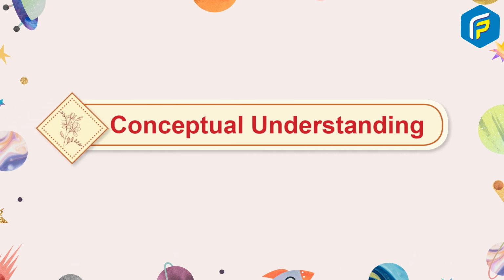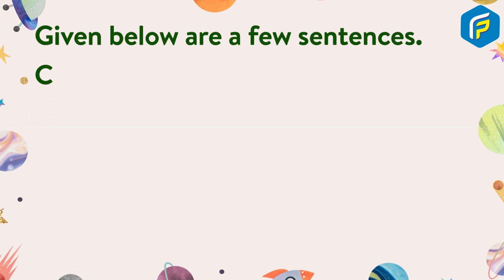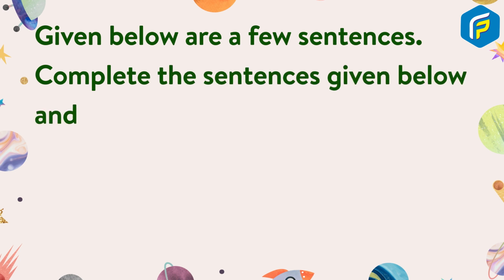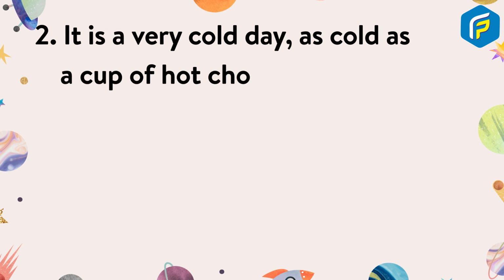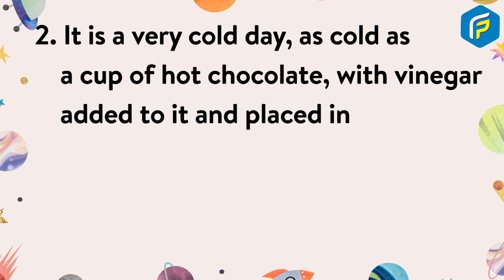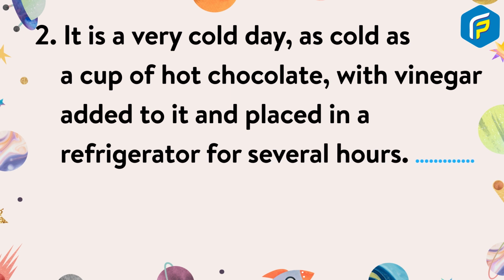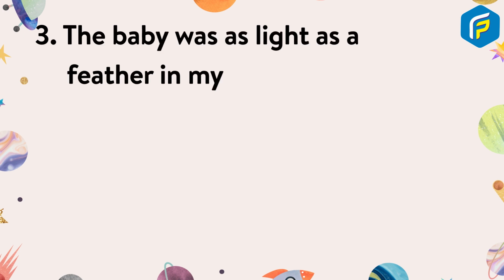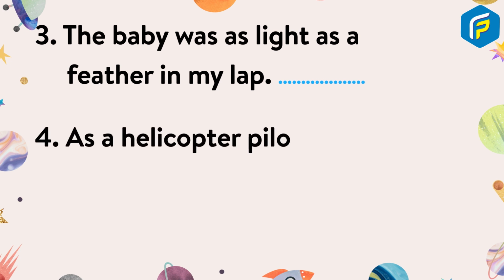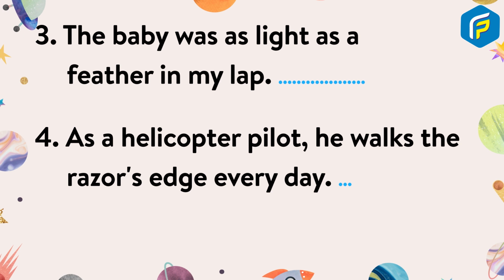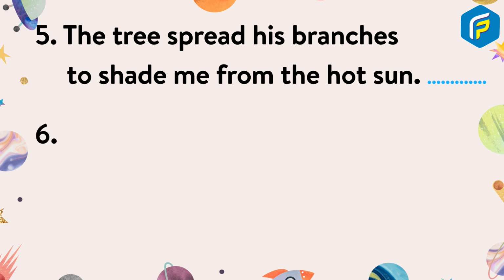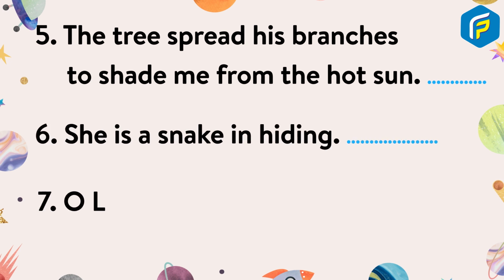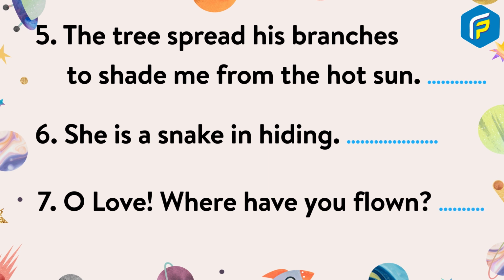Conceptual understanding. Given below are a few sentences. Complete the sentences given below and write a story based on them. 1. Art lies in concealing art. 2. It is a very cold day, as cold as a cup of hot chocolate with vinegar added to it and placed in a refrigerator for several hours. 3. The baby was as light as a feather in my lap. 4. As a helicopter pilot, he walks the razor's edge every day. 5. The tree spread its branches to shade me from the hot sun. 6. She's a snake in hiding. 7. Oh love, where have you flown? Do it yourself.